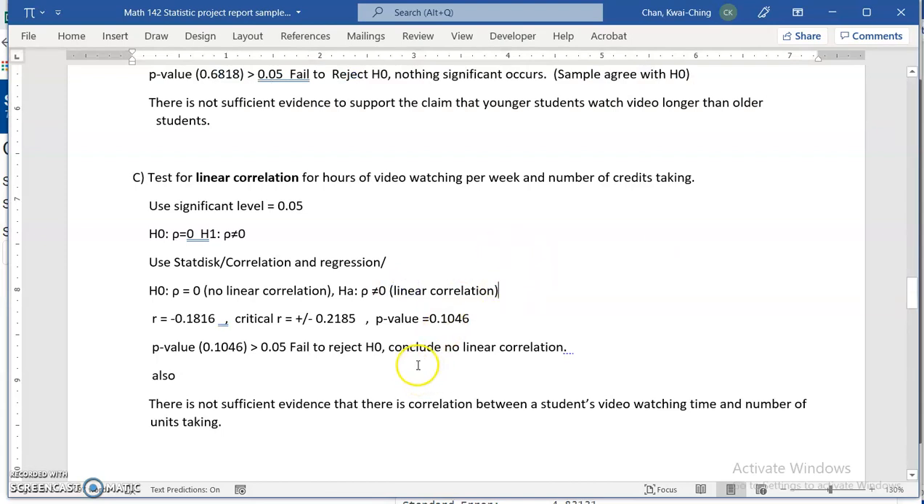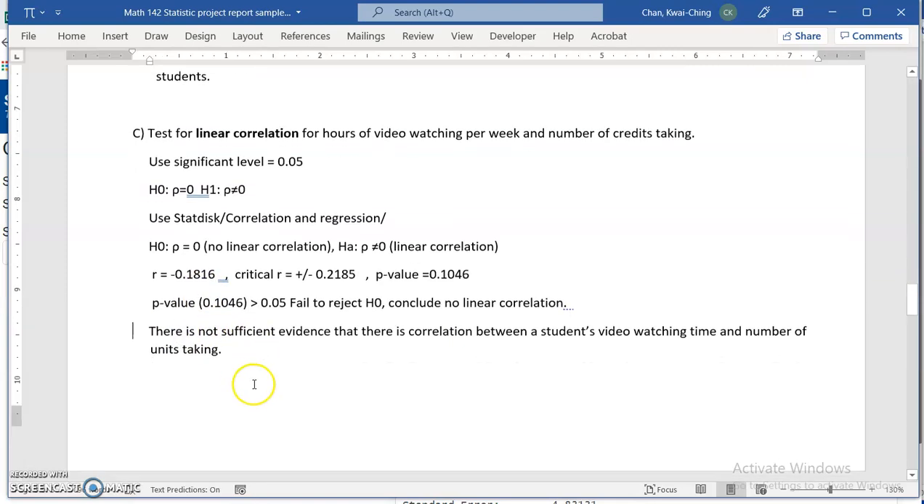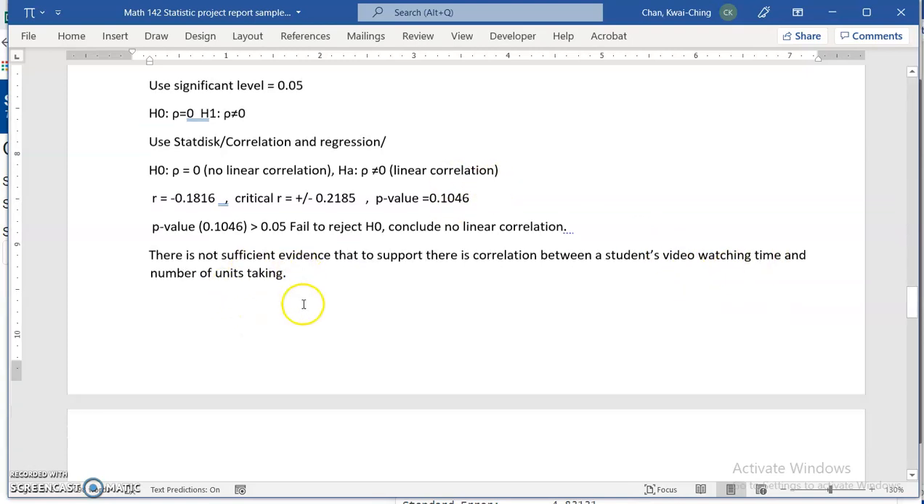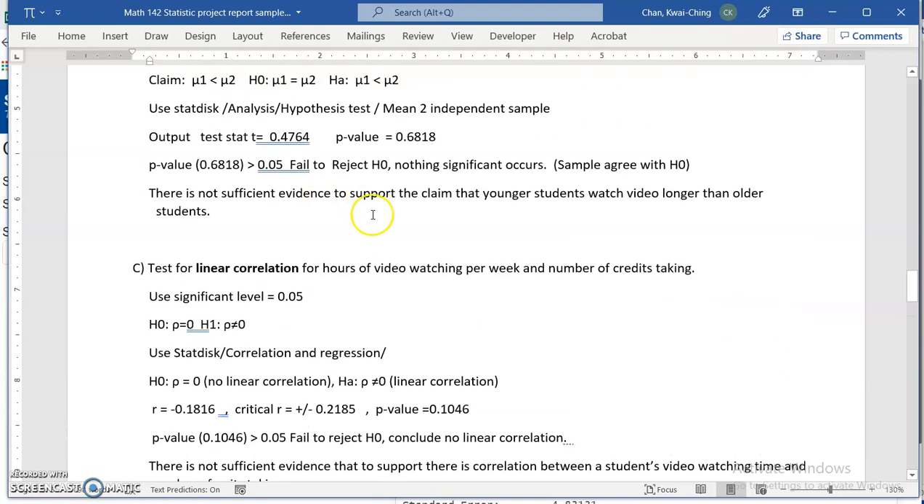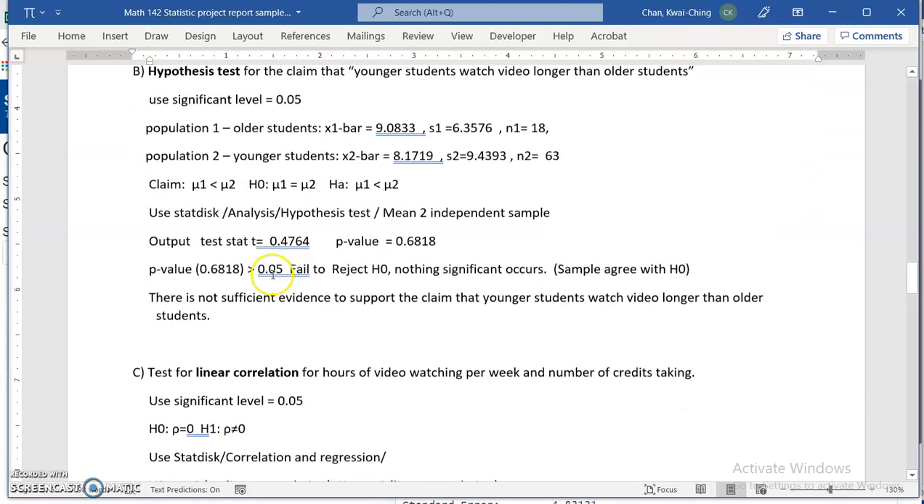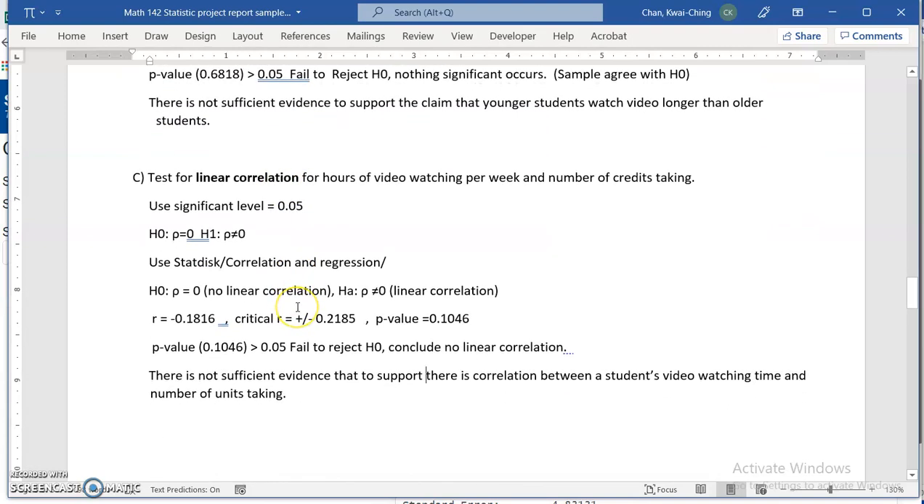So if I fail to reject H0, that means H0 concludes no linear correlation. Okay, but the actual wording would be there's not sufficient evidence to support that there is a correlation between students' video watching time and number of units taken. So these are the three analyses that we should do: confidence interval, hypothesis test, and test for linear correlation.